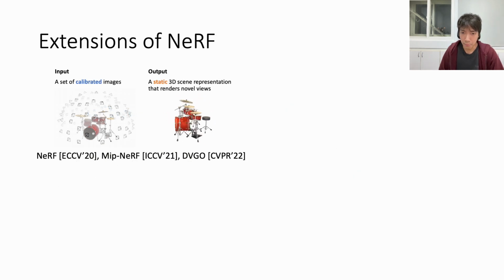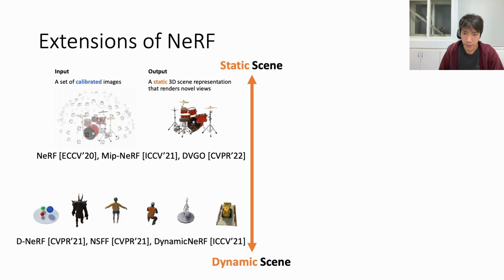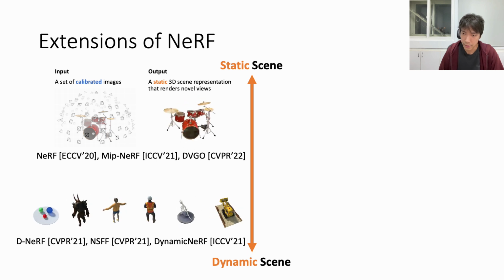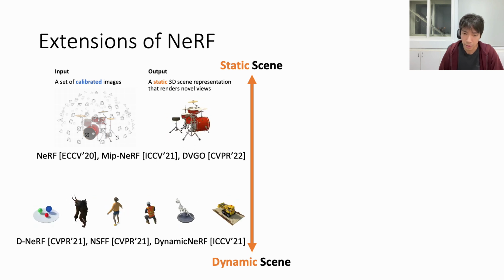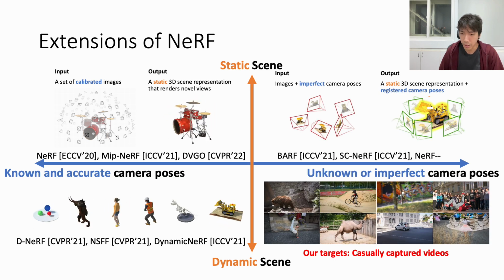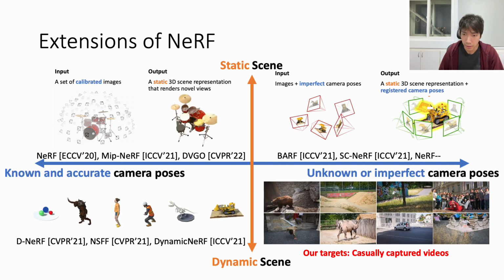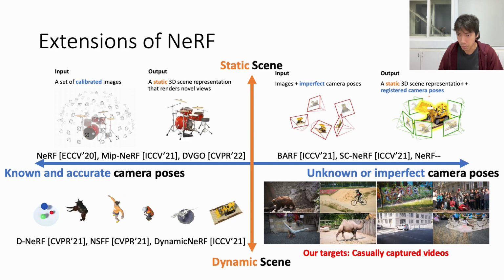Many papers attempt to tackle these two limitations. The first is to deal with unknown camera poses. For example, BARF in ICCV 2021 proposes to reconstruct the scene geometry and estimate the camera poses simultaneously. On the other hand, many methods such as dynamic NeRF in ICCV 2021 extend NeRF to handle dynamic scenes. Our targets are casually captured videos, so our target is more ambitious by combining these two aspects. We aim to reconstruct a dynamic scene with unknown camera poses.